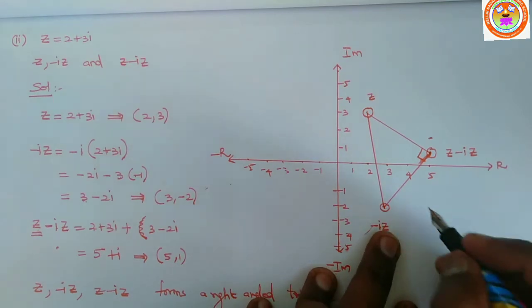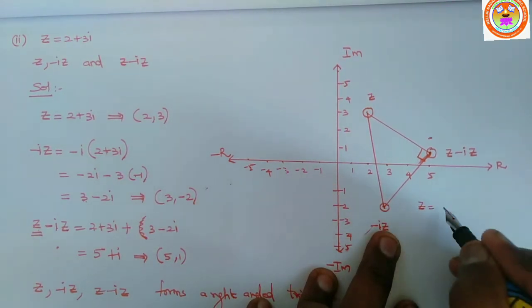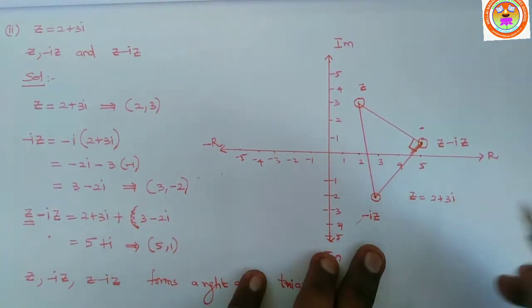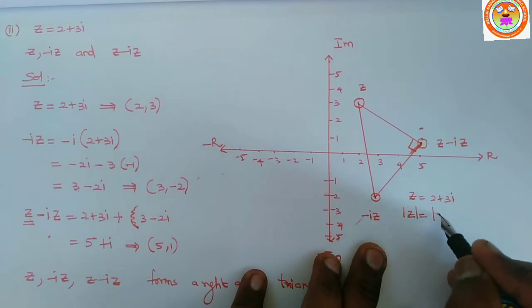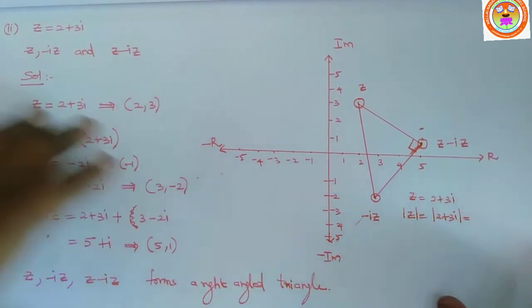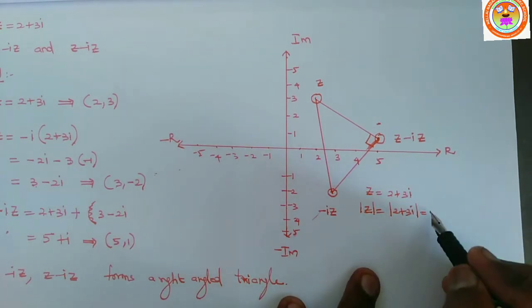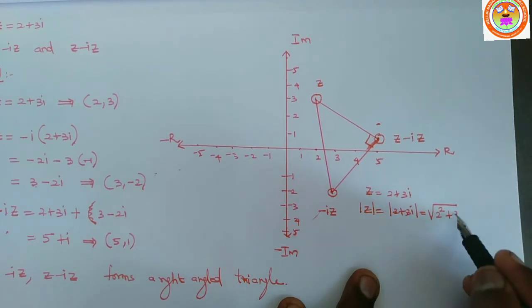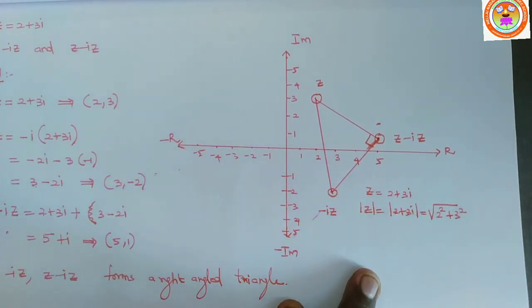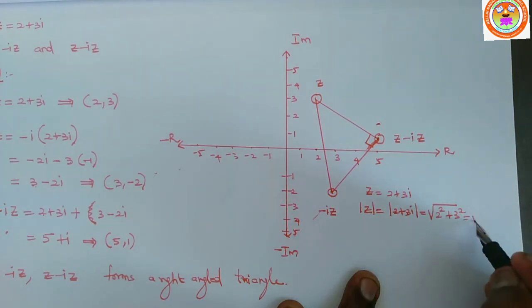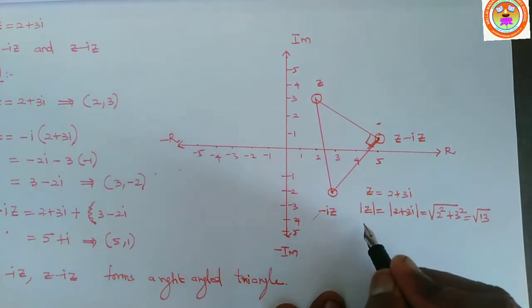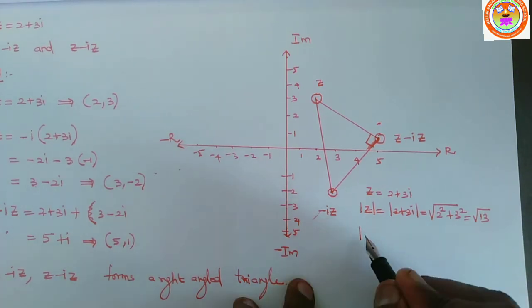What is the z value? The z value is nothing but 2 plus 3i. Take the modulus. Modulus of z is equal to modulus of 2 plus 3i. According to complex numbers, while taking the modulus, we need to put a square root. Real square, 2 square. Next, imaginary square, 3 square. You should not put i square. What is real? 2. What is imaginary? 3. 2 square plus 3 square. The answer is square root of 13. 2 square is 4, 3 square is 9, 9 plus 4 is 13.